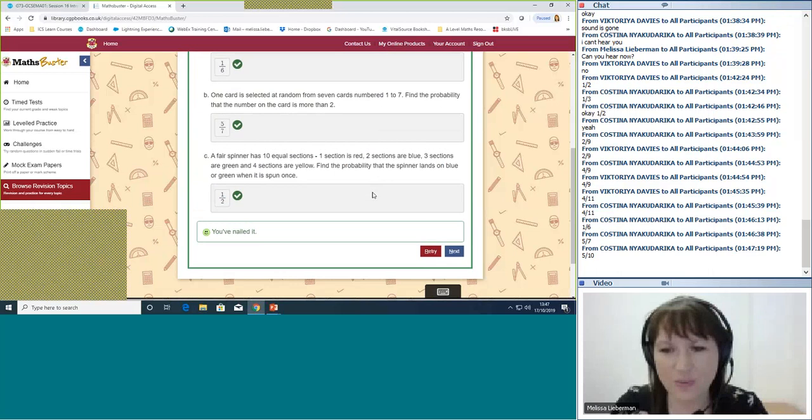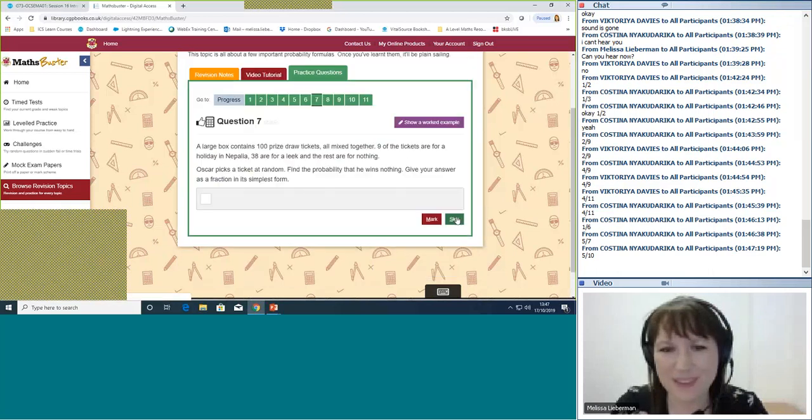All right, good. They're getting progressively more difficult. Let's see what the next one is. So we've got a large box. It's got 100 tickets in it, all mixed together. 9 are for a holiday to Nepalia, 38 are for a leak, and the rest are for nothing. Oscar picks a ticket at random. Find the probability that he wins nothing and give your answer as a fraction in its simplest form.